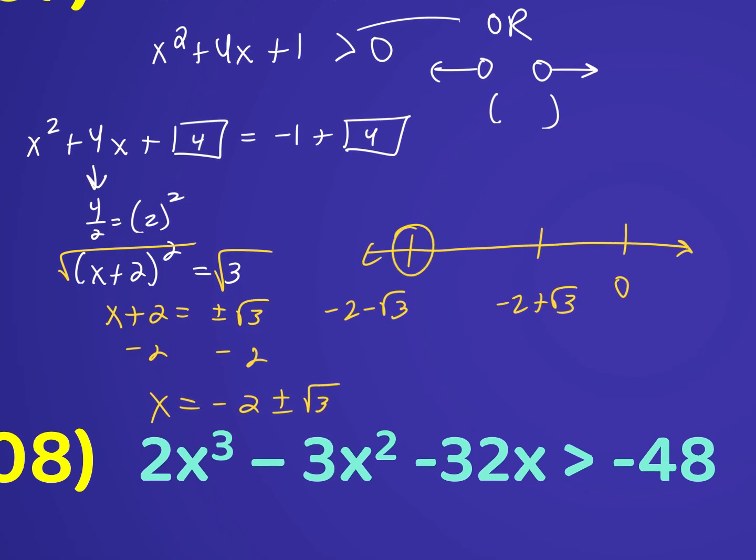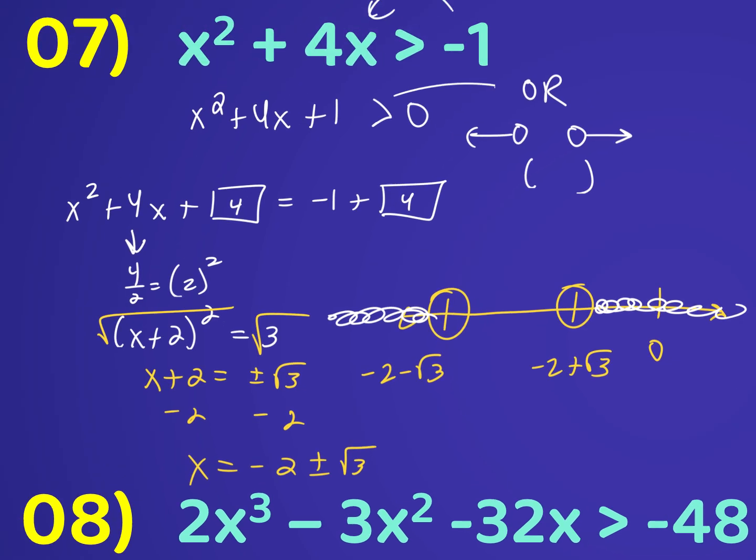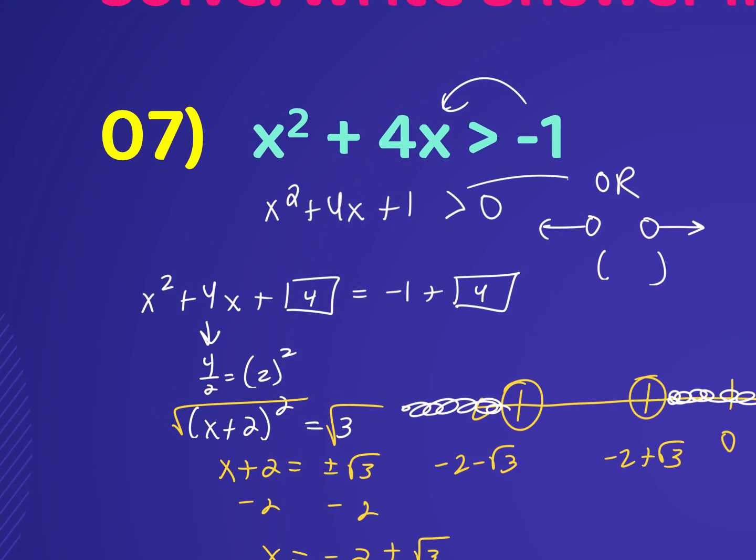What kind of dots do I have here? They're both open. And which way did you say you're shading? The outside. So in this case, guys, did we shade over 0? Yes. So should 0 work? Okay, plug it in. 0 squared plus 4 times 0, that's all 0. Is 0 greater than negative 1? Yes, so we shaded correctly.